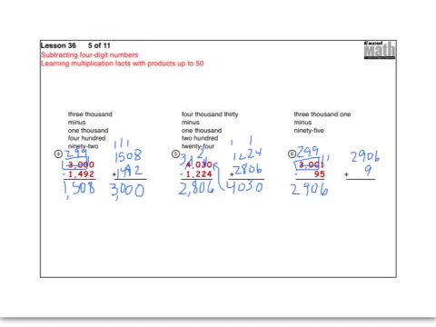2,906 plus 95. 5 plus 6 is 11, carry the 1, that's 10, carry the 1, that's 10, and we're bringing the 1 over, and we get 3,001.